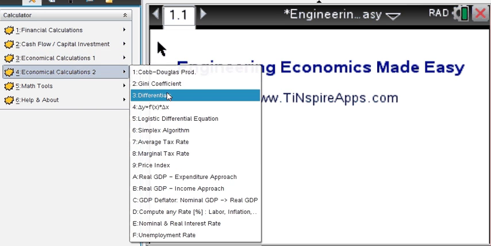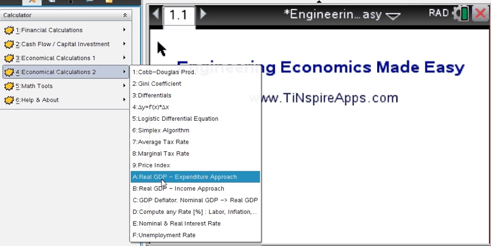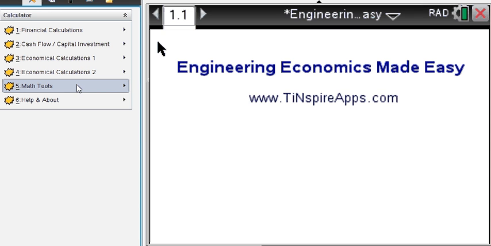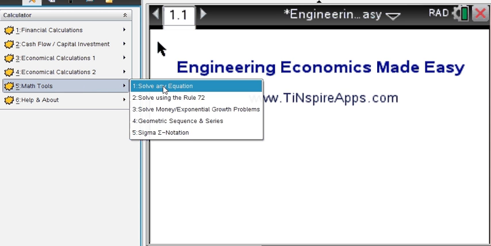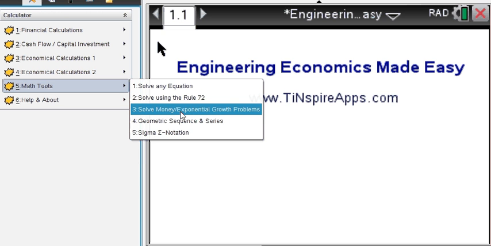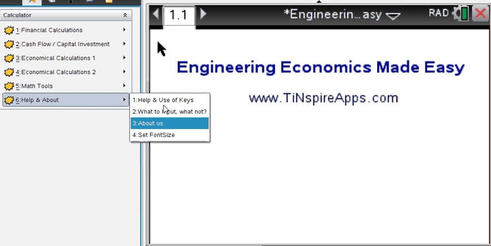And here the second part of it, Gini coefficients, simplex algorithm, GDP, expenditure, nominal and real interest rate. And lastly, we are concluding with some useful math tools, like using the rule of 72, solving exponential functions, sigma notation. And the sixth part is just the assistance and help section, where you can get some assistance on how to use the app and set the font size, etc.